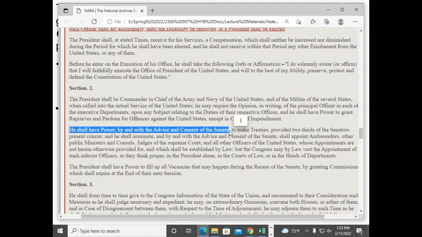Can they do that? Not if Article 6 means anything. All treaties made or which shall be made under the authority of the United States shall be the supreme law of the land. Missouri can't claim exemption.